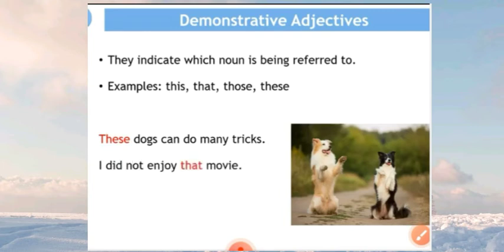Another example would be, I did not enjoy that movie. So once again here, movie is my noun and that here is my demonstrative adjective because it is helping me to pinpoint which movie I'm speaking about. I'm speaking about that movie. So this is how demonstrative adjectives help you to indicate which noun is being spoken about.